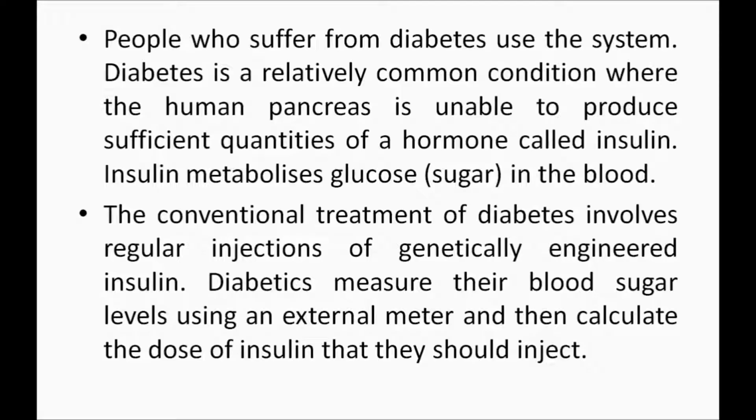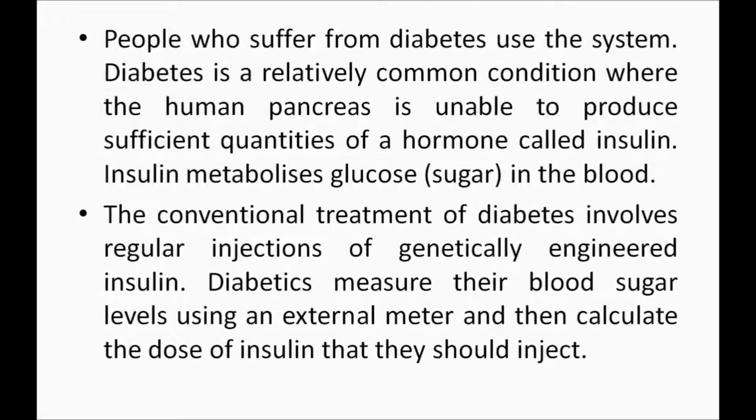The hormone insulin should be in a balanced way. It should be there in our body in a balanced way. When it is unbalanced, then you suffer from a disease called diabetes, right? And also I can call it glucose. Insulin metabolizes glucose in the blood, right? So how to treat this?